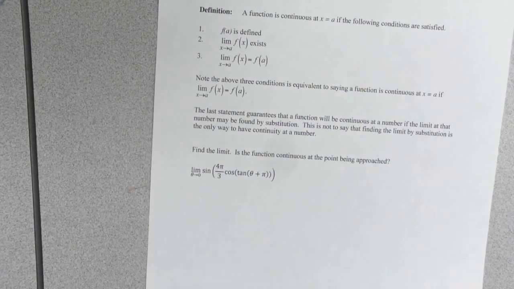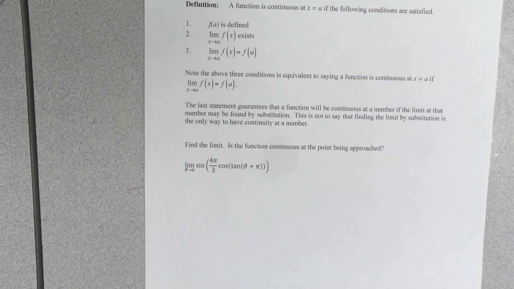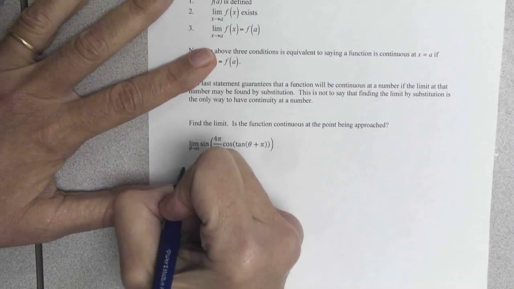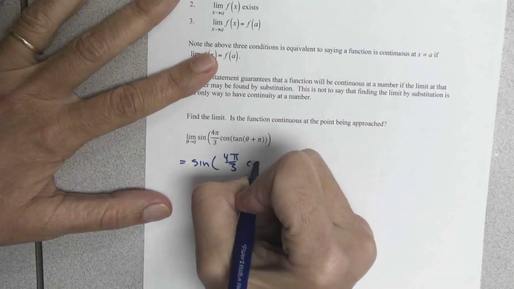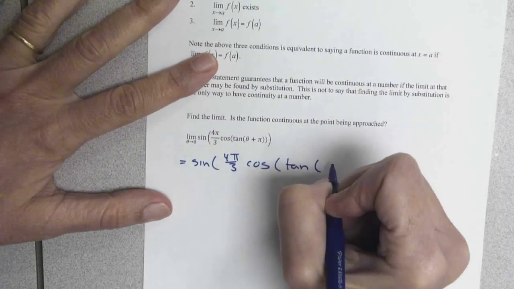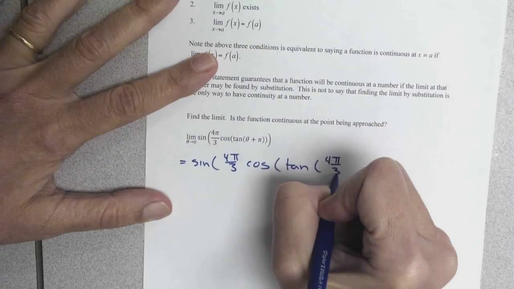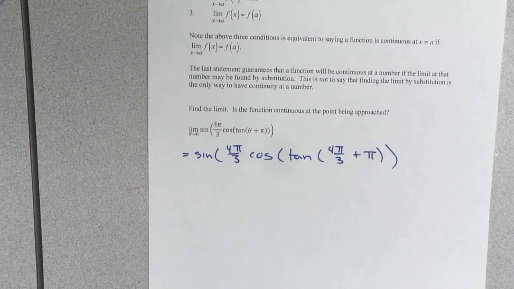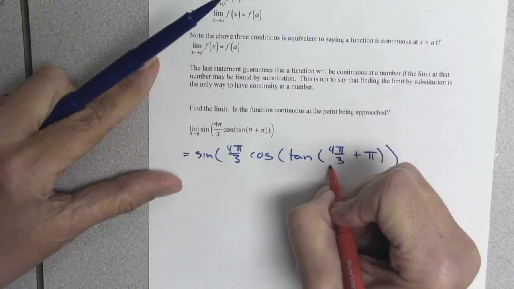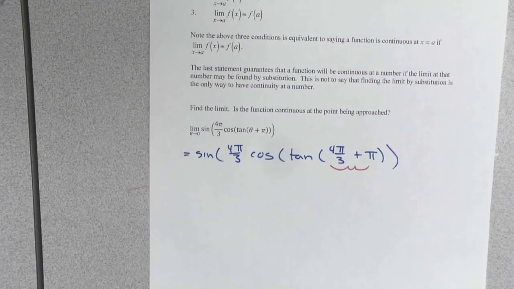So, find the limit. Is the function continuous at the point being approached? To find the limit, we start by substitution. And so that's going to be sine of 4 pi over 3 times cosine of tangent of 4 pi over 3 plus pi. Now we just start working this out. When you have a problem like this on a test, if you just punch this in on the calculator and give me the answer, you will not get any credit at all. You've got to show me your work. Always got to show me your work. So I'm going to start there.